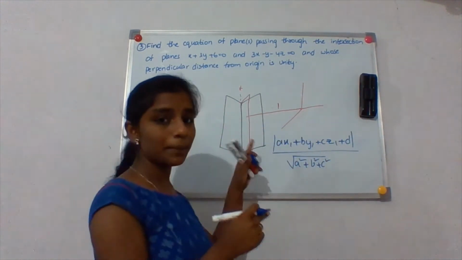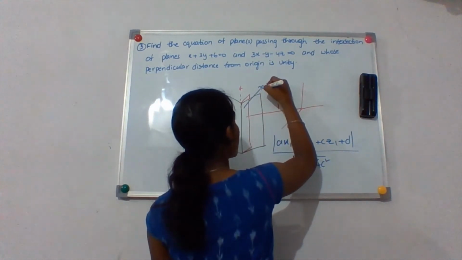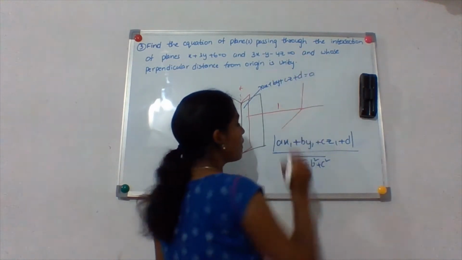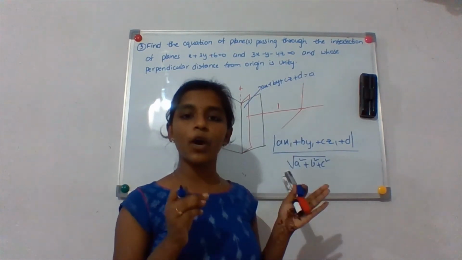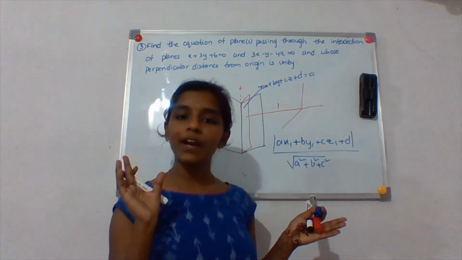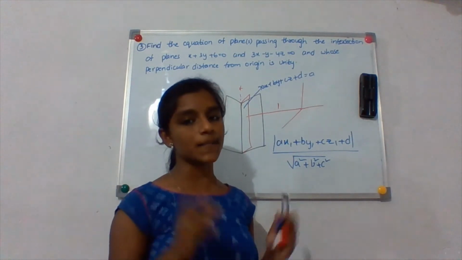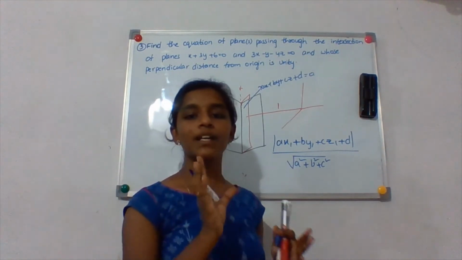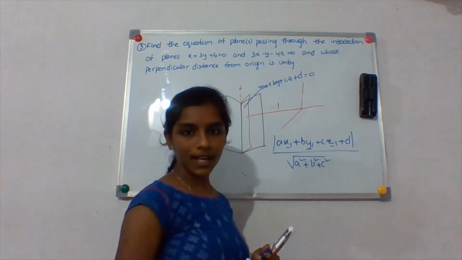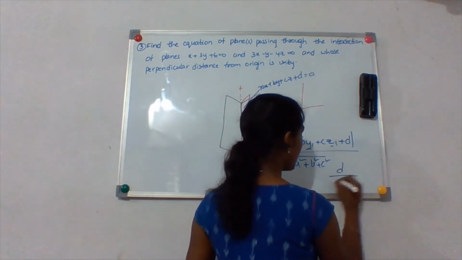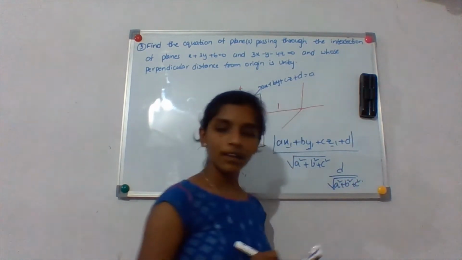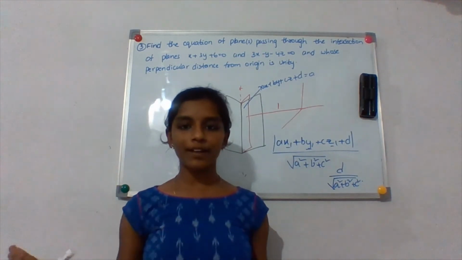If the equation of the required plane is ax plus by plus cz plus d equals 0, what is this x1, y1, z1? That is the point from which we will find the perpendicular distance. Now here, the point is the origin, right? Because from the origin, the perpendicular distance is unity. So now you will put 0, 0, 0 in this, and then you get d by root of a square plus b square plus c square. Okay, that is the first clue. We have got that.